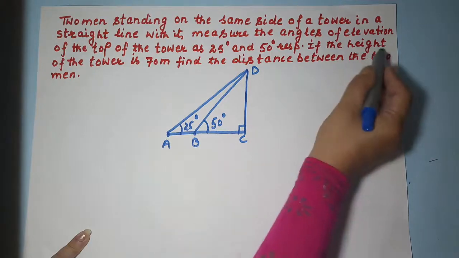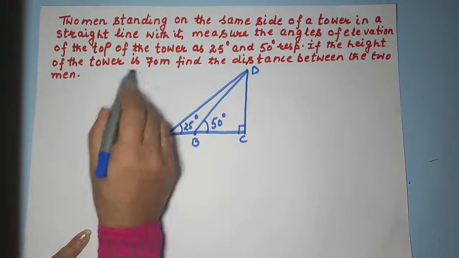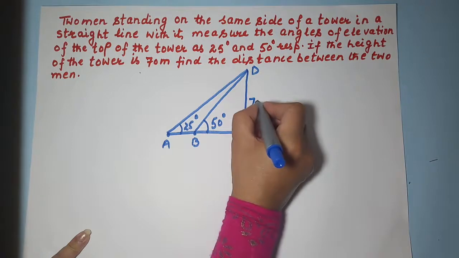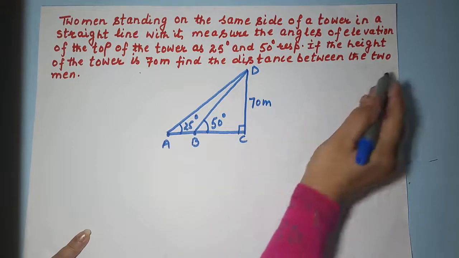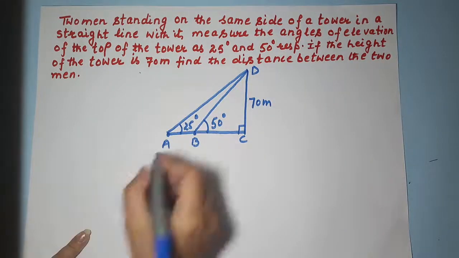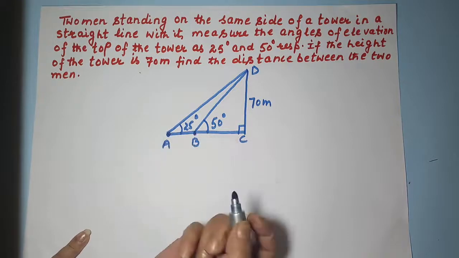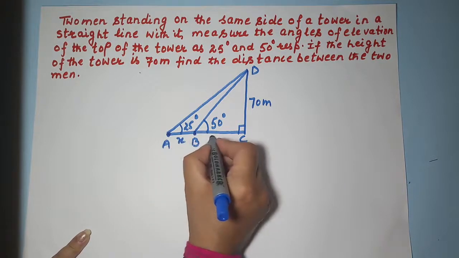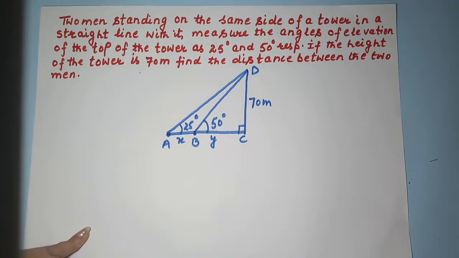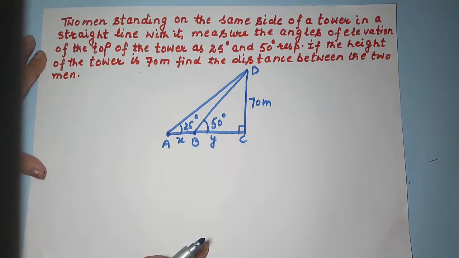Fine. If the height of the tower is 70 meter, okay, height of the tower is also given 70 meter. Find the distance between the two men. So we have to find this distance, AB. Right? Let this be X and let this be Y. Now, we will learn something different in this question.